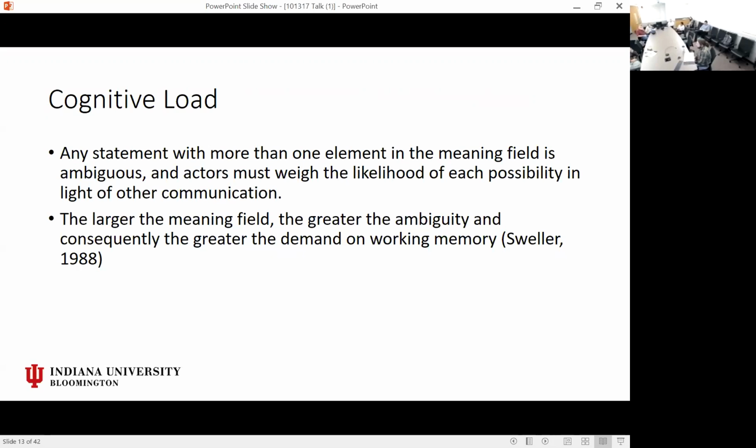And whose working memory are we talking about here? The person hearing the speech act. So in the broader context here, imagine a fourth grade student sitting in a classroom hearing their teacher talk, and the potential meanings that they have. If the teacher is ambiguous with something, there are going to be a lot more potential meanings than if the speech act is disambiguated.